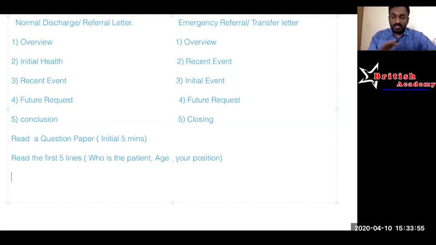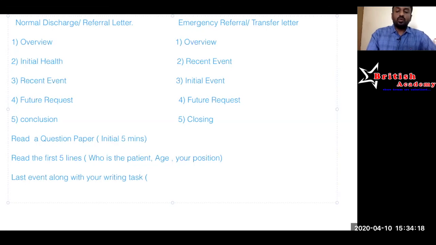Then don't read the rest of the letter. Directly go to the last event or the last page of your question paper. Read the last 7 lines or 5 lines, or the last event, which is given to you along with your writing task. The writing task is your question. So read the writing task and read the last 5 or 7 lines of the question paper.